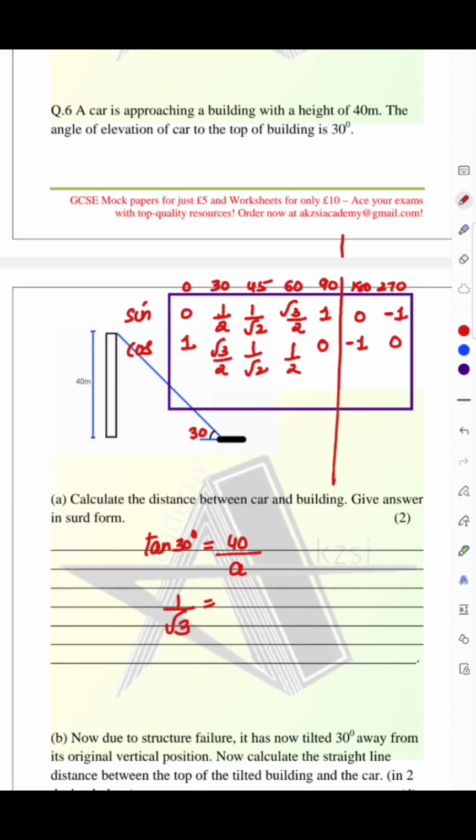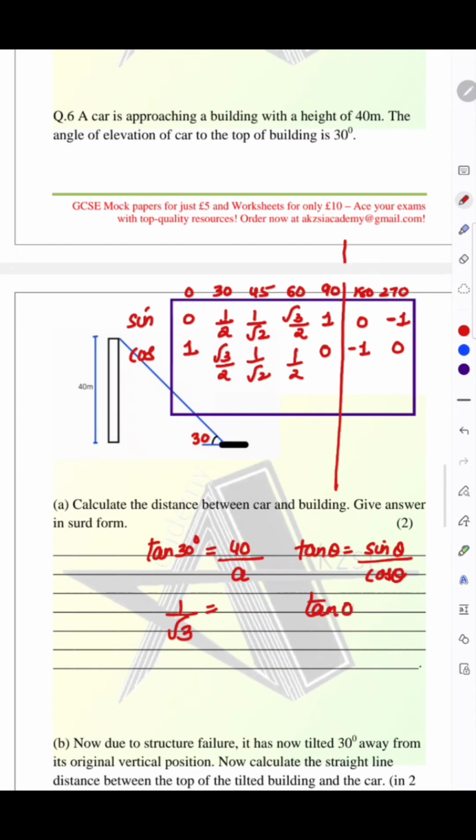Now there is a relationship between cos theta and sine theta, which is tan theta is equals to sine theta over cos theta. You just have to keep in mind that when you divide sine and cos, you'll get tan theta. This relationship is very important, because if I want to calculate tan 0, it would be sine 0 over cos 0. That means tan 0 will be sine 0 divided by cos 0. 0 divided by 1 is 0. If I want to calculate tan 30, it would be sine 30 over cos 30, which is half divided by root 3 over 2, which is 1 over root 3.